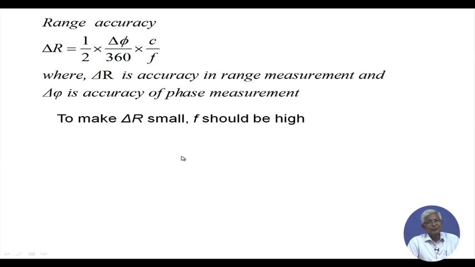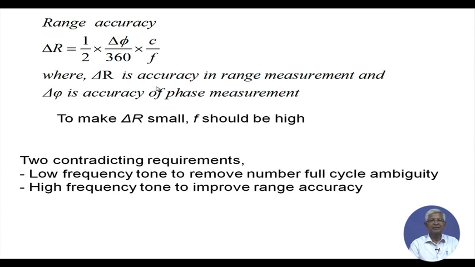There is another issue: with what accuracy you can measure. Let's call it delta R. The accuracy will be the phase accuracy, based on your measuring instrument, divided by 360 and multiplied by lambda, that is c by f. So delta R is the accuracy in the range measurement and delta phi is the accuracy in the phase measurement. To make delta R small, the f has to go high. So we have two contradicting requirements.